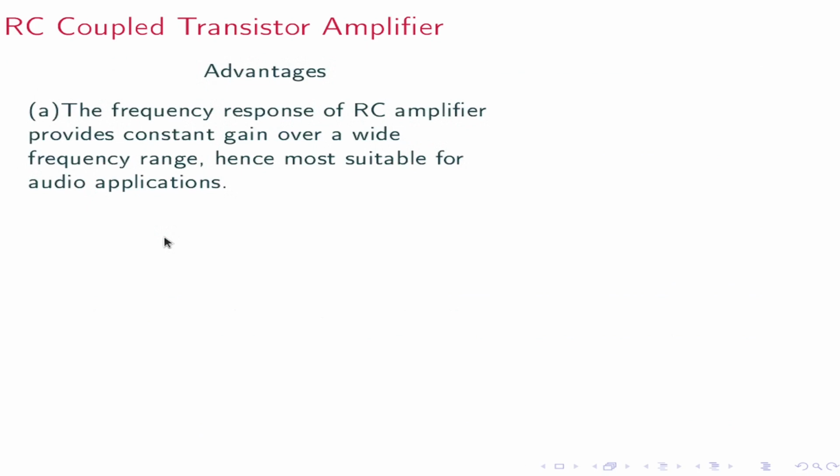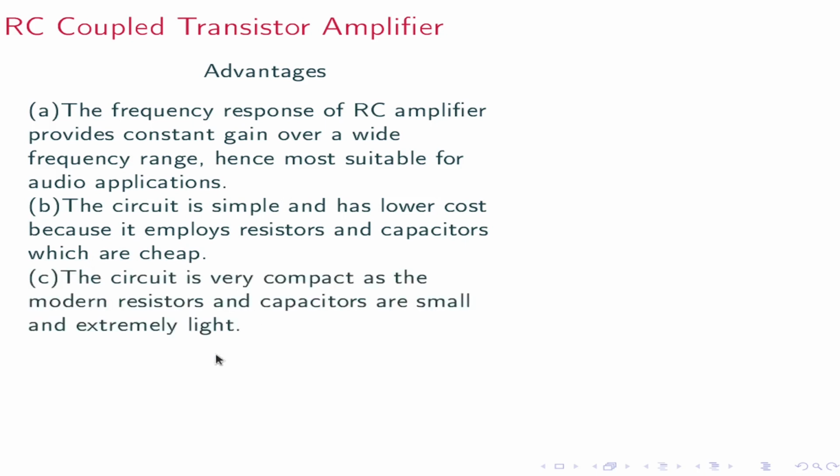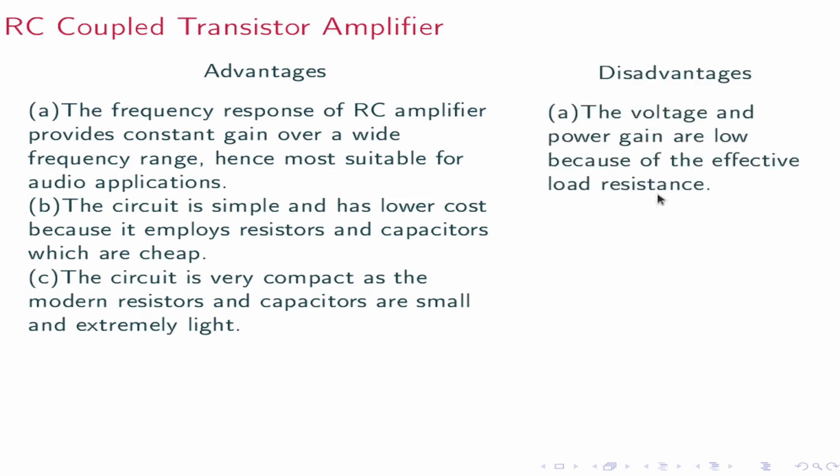Advantages: the frequency response of the RC amplifier provides constant gain over a wide frequency range, hence it is most suitable for audio applications. Its circuit is simple and has lower cost because it employs resistors and capacitors, which are cheap. The circuit is very compact, as we know modern resistors and capacitors are extremely small and light.